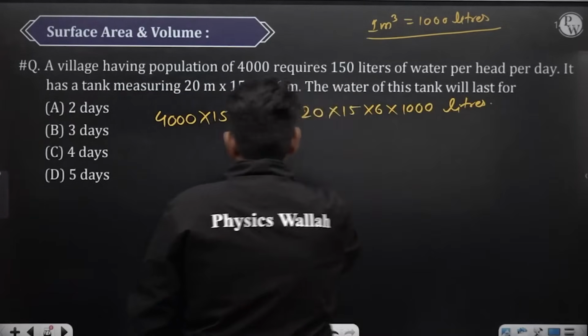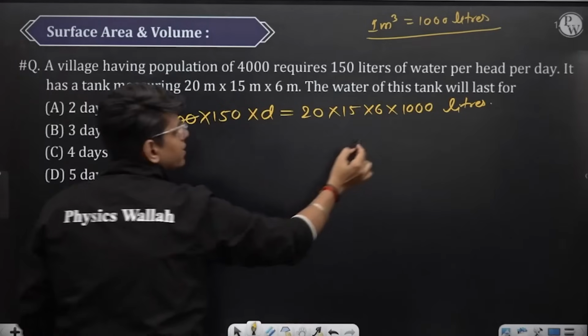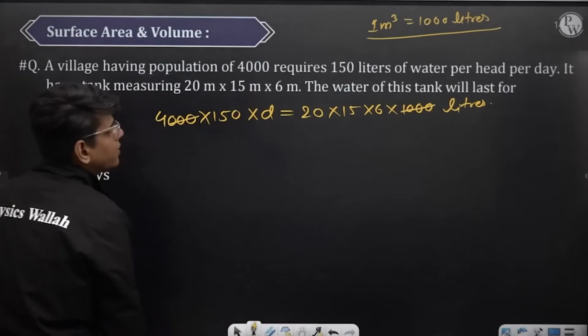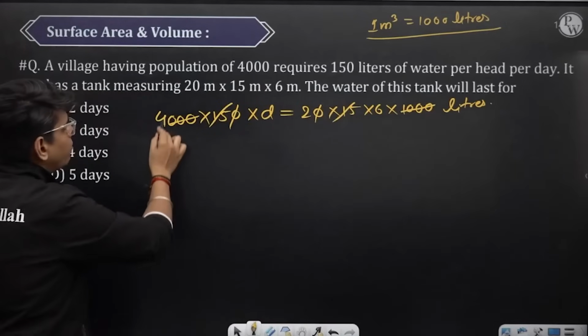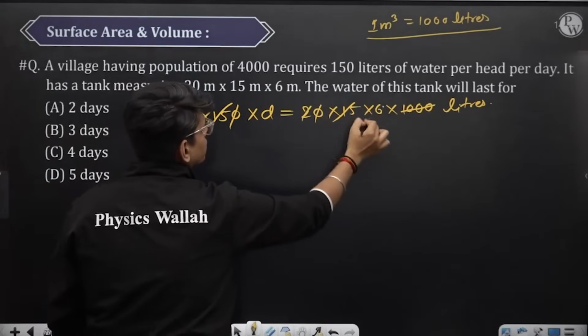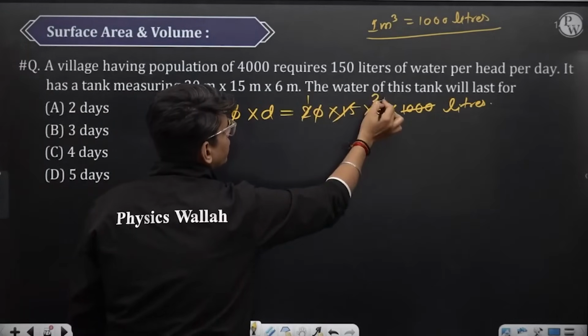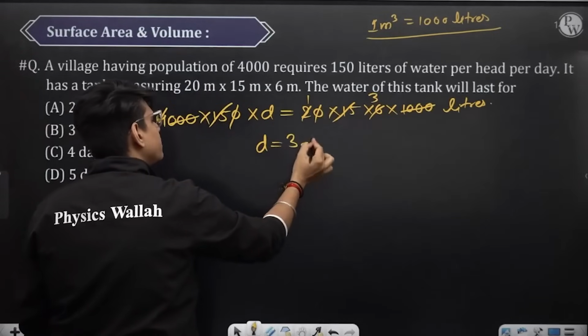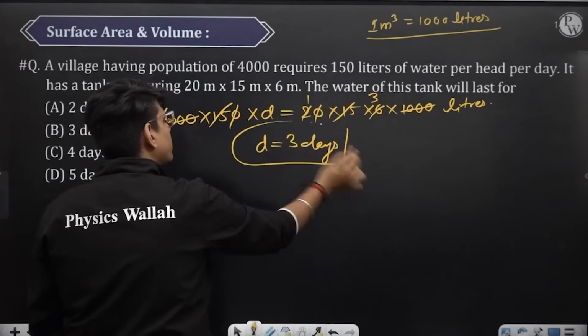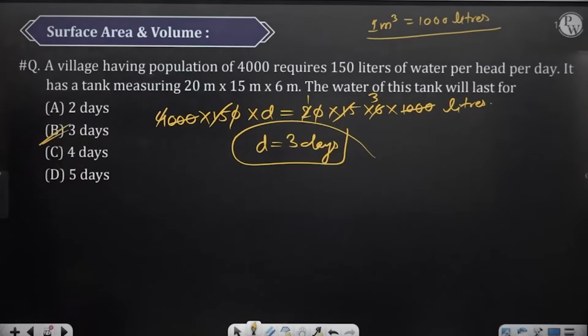Now here 1000 by 1000 is gone, right? 15 by 15 is gone. 4 by 4 is gone. Here it becomes 1, sorry, 3. So the number of days is 3 days. It will suffice the village for 3 days. Option B. Okay.